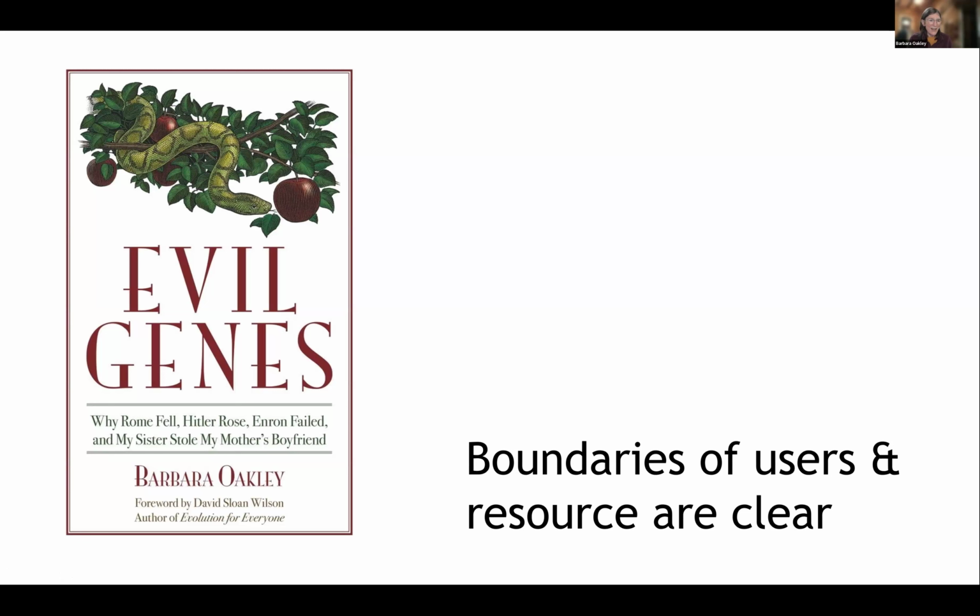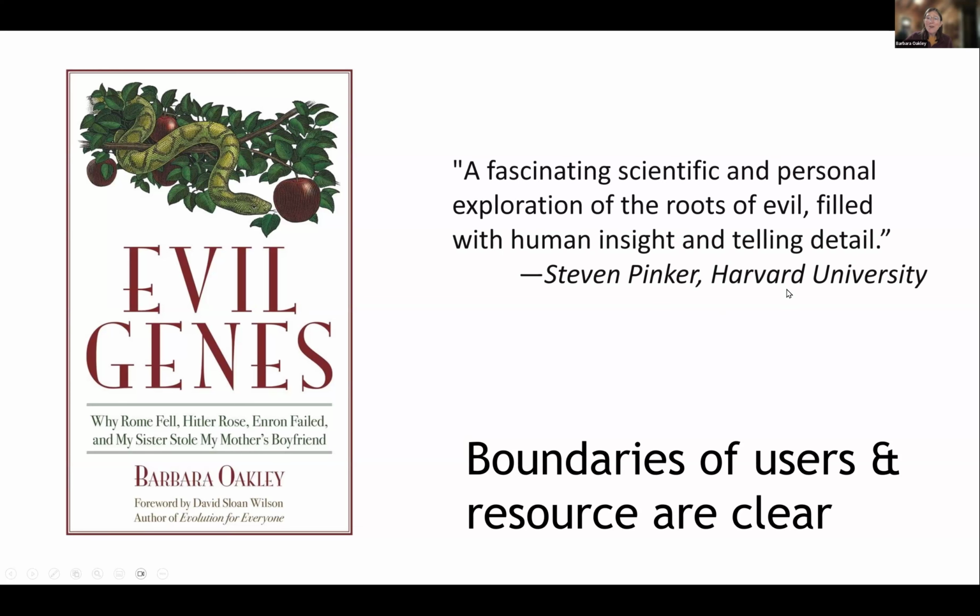And I have to take a little step back and talk about why I think this is so important. I'll bring to mind a book that David mentioned, which I wrote and was published back in 2008. It was Evil Genes: Why Rome Fell, Hitler Rose, Enron Failed, and My Sister Stole My Mother's Boyfriend. In essence, the book was an investigation of why my oldest sister could be, let us say, so Machiavellian in her actions. Steven Pinker wrote a very nice blurb about the book, that it's a fascinating scientific and personal exploration of the roots of evil and basically nasty behavior that's not necessarily being a psychopath.